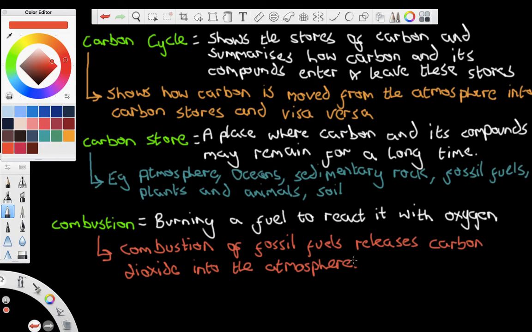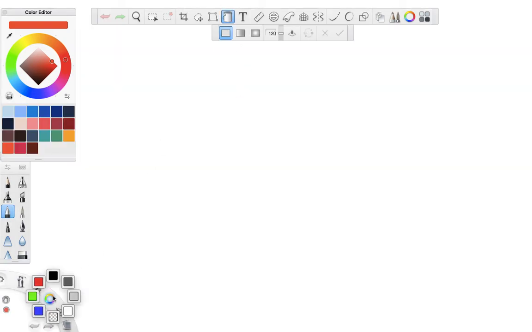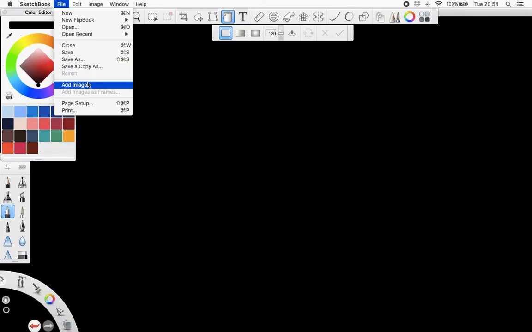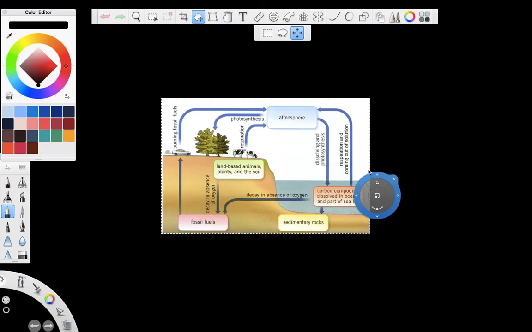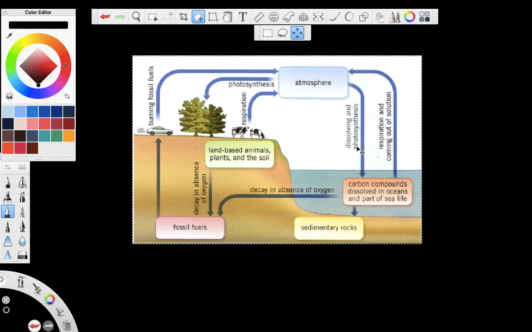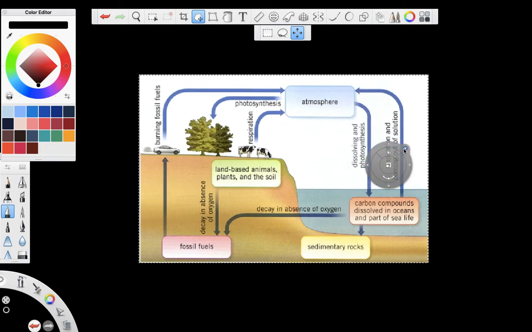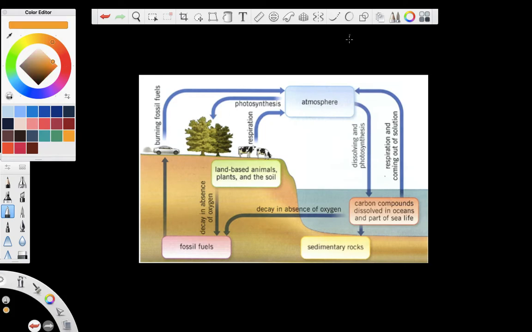Combustion is when we burn a fuel to react it with oxygen. So if we refresh our screen, for this one we need to add an image from the PowerPoint. So the carbon cycle looks like this. We've got the atmosphere, which is a store of carbon. If I circle our carbon stores in orange, we've got the atmosphere, the oceans, sedimentary rocks, fossil fuels, animals and plants, and the soil. These are all carbon stores.